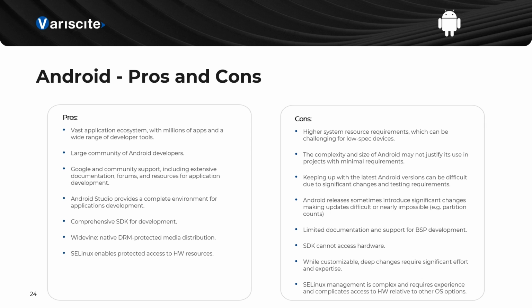Documentation and support for BSP development in Android are limited. This can pose challenges for developers needing to customize the operating system for specific hardware. The Android SDK cannot directly access hardware, which can be a limitation for certain embedded applications that require low-level hardware interaction. While Android is customizable, making deep changes requires significant effort and expertise. This complexity can be a barrier for developers looking to customize the system extensively to their needs.